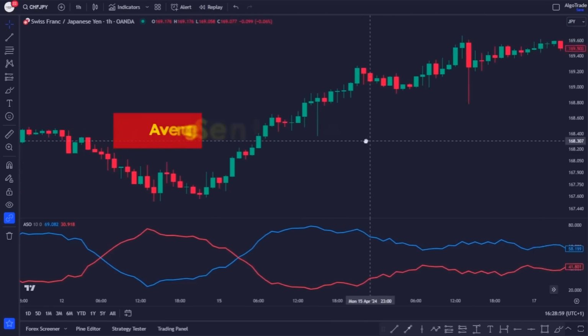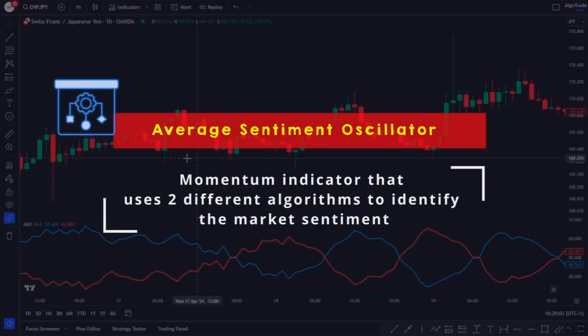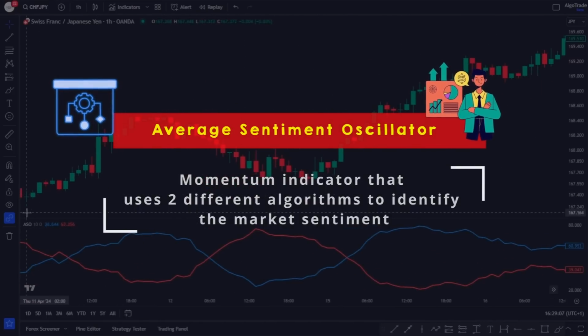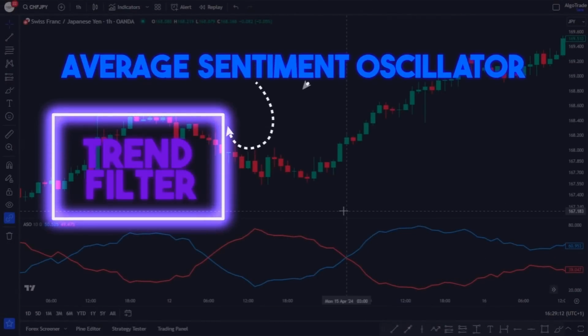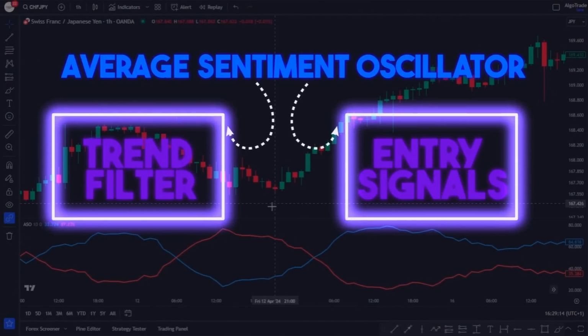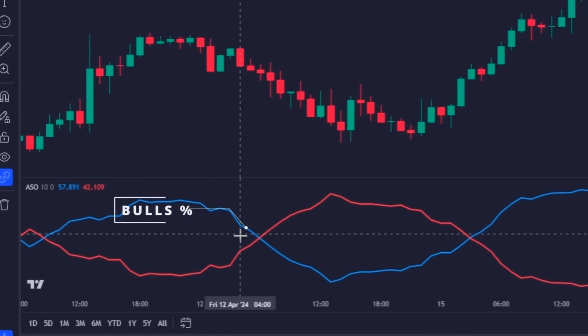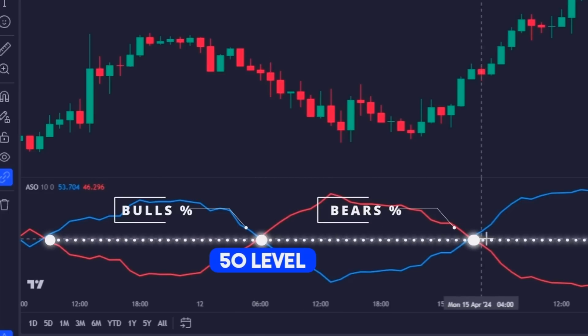By definition, the average sentiment oscillator is a momentum indicator that uses two different algorithms to identify the market sentiment, whether it's bullish or bearish, and it can be used as a trend filter or for entry signals. It consists of two lines, the blue one, which is the bulls percentage, and the red one, the bears percentage, which cross on a 50 level.